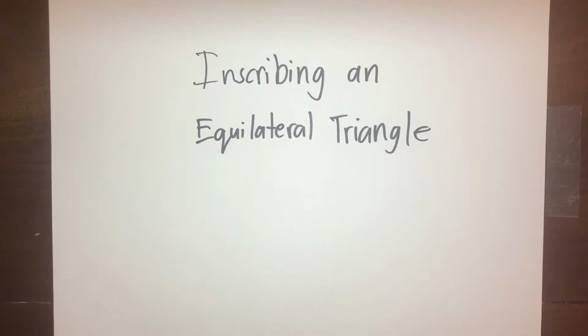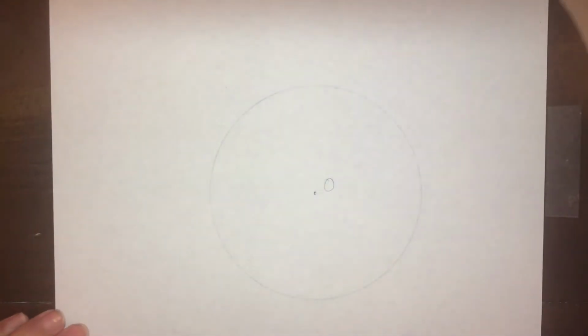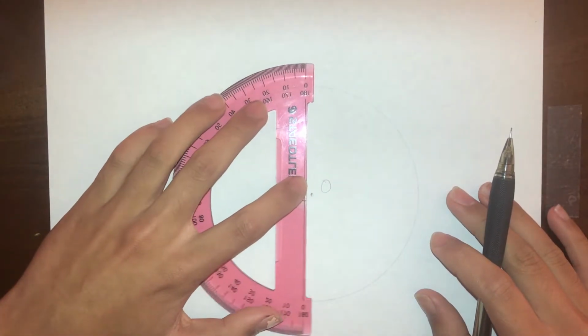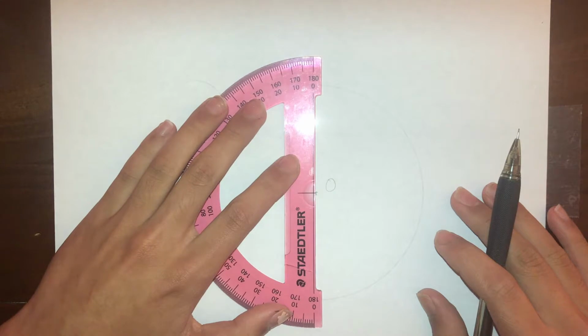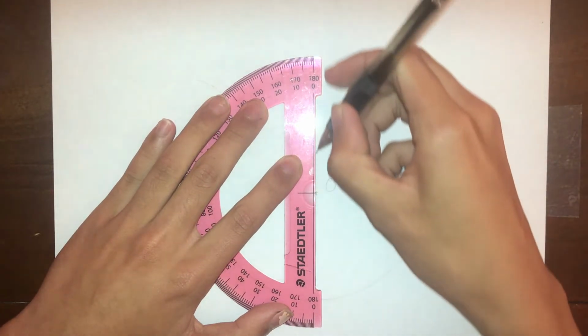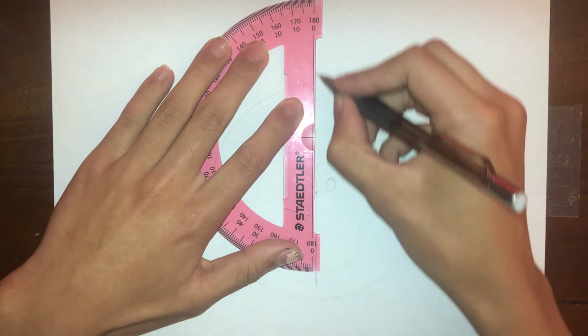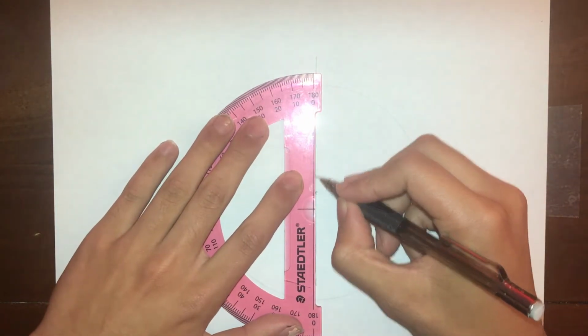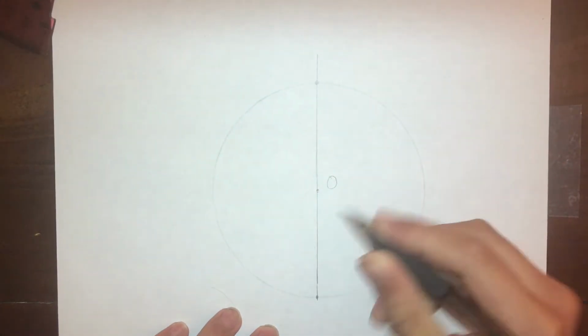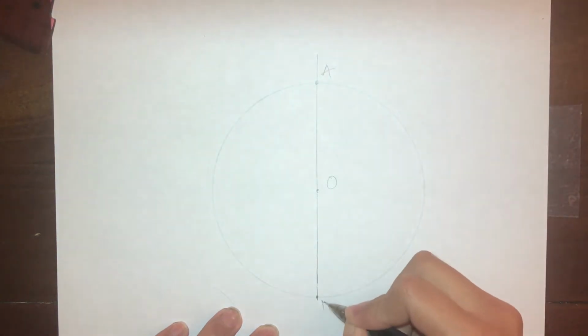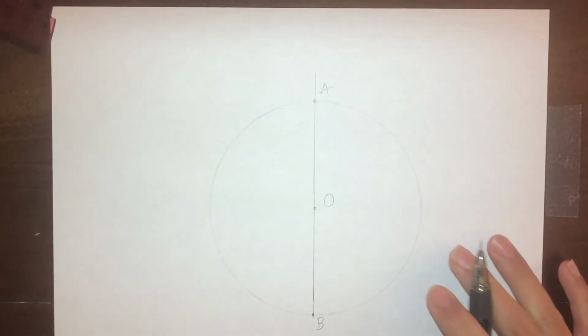Inscribing an equilateral triangle. At first you may think creating a triangle out of a circle is hard, but it is actually quite easy. To start, use that straight edge again and create a diameter line that goes straight through the center point, which is point O. Once that is done, you will label the 2 intersecting points above and below, A and B.